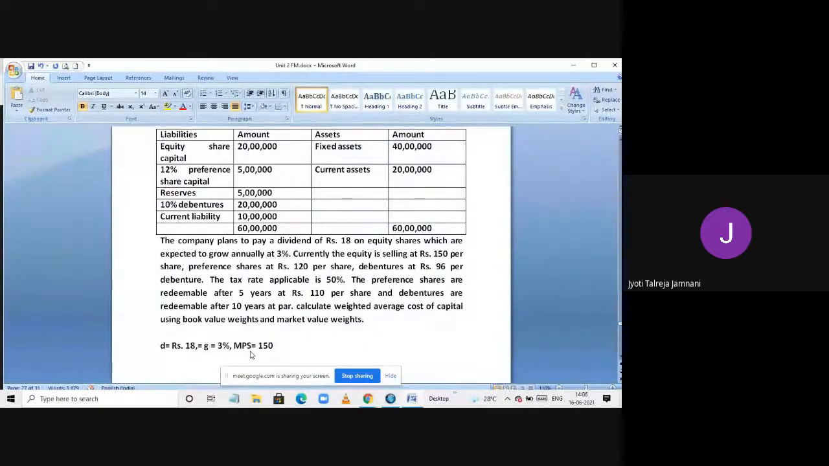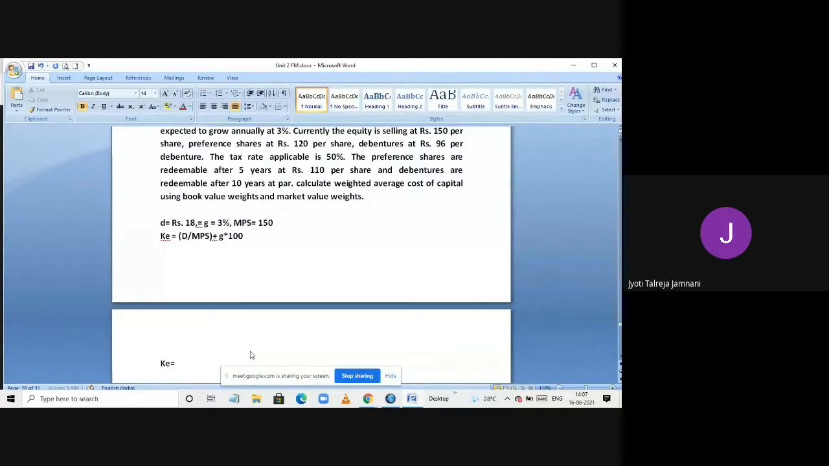Then they're speaking about preference shares. So this much is the details about equity. Let us first find the cost of equity. KE is equal to dividend divided by market price per share plus growth rate, into 100. This is the formula on which we've done a lot of sums, 4 to 5 sums. So here cost of equity is equal to dividend, 18 rupees, divided by market price per share, 150 rupees. Once you divide this, you have to add growth rate. Growth rate is 3%, so plus 0.03.